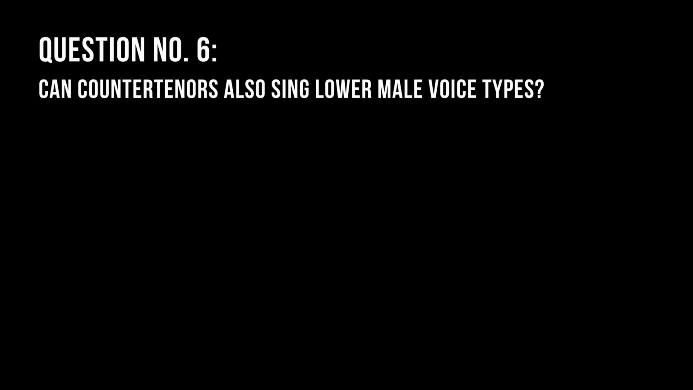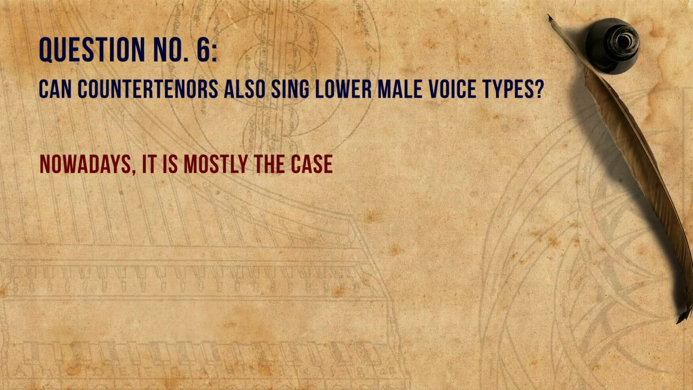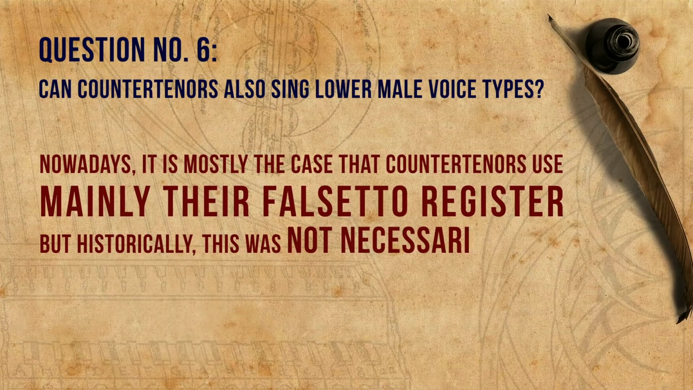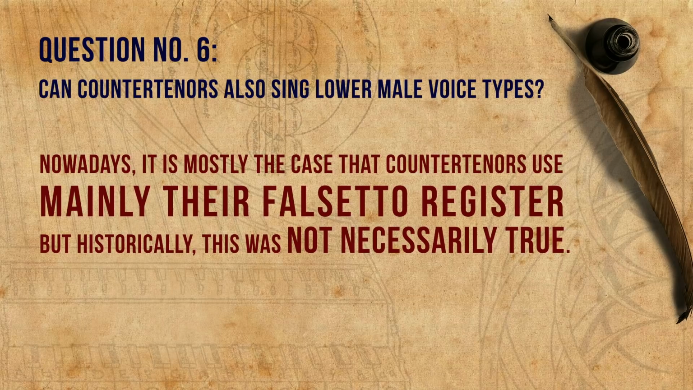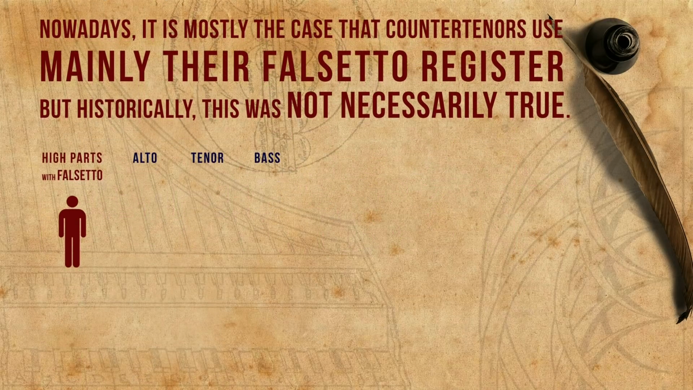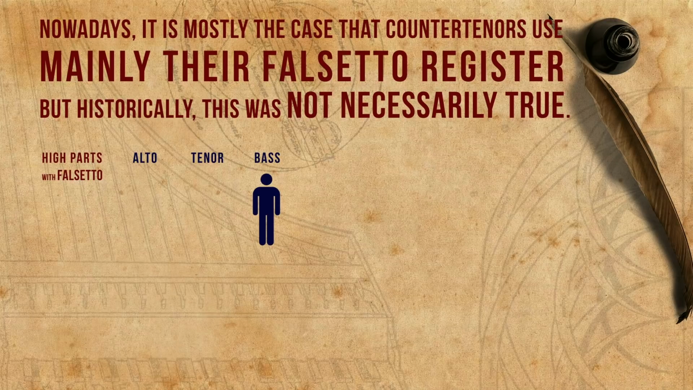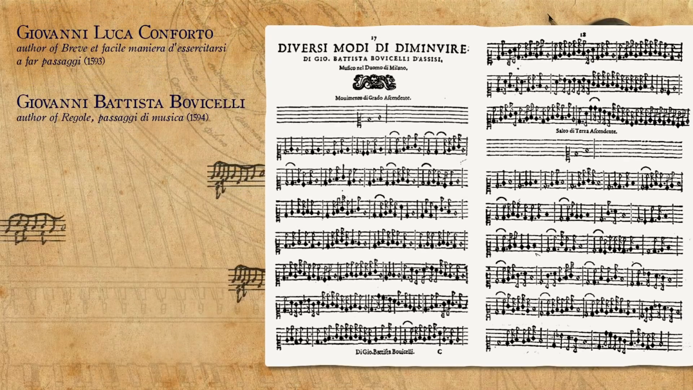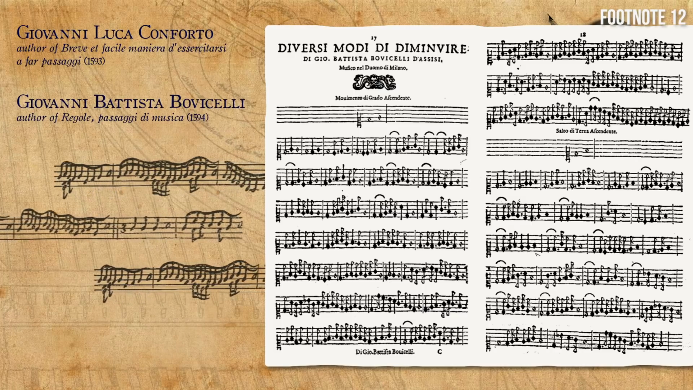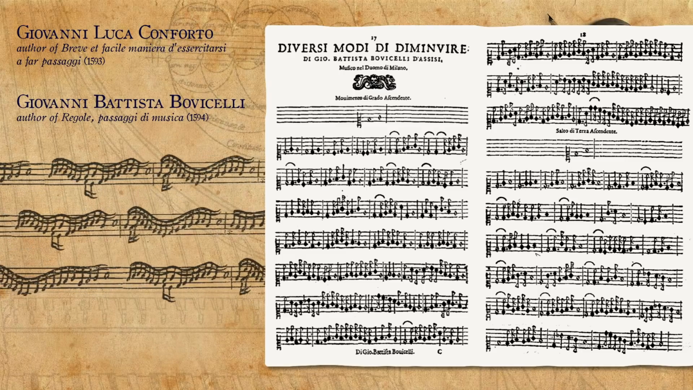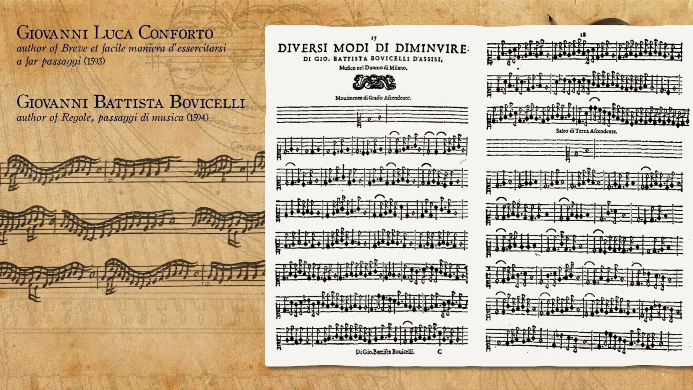Question number 6. Can countertenors also sing lower male voice types? Nowadays, it is mostly the case that countertenors use mainly their falsetto register, and only rarely their chest voice. But historically, this was not necessarily true. There are many examples of singers who performed both high parts using their falsetto, as well as alto, tenor, or bass parts using their chest voice. For example, at the end of the 16th century, both Giovanni Conforto and Giovanni Bovicelli seem to have been soprano countertenors who were famous for their virtuosic diminution technique, but who are also known to have sung other vocal parts.